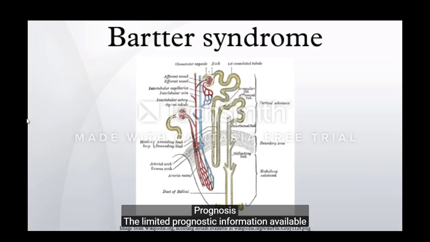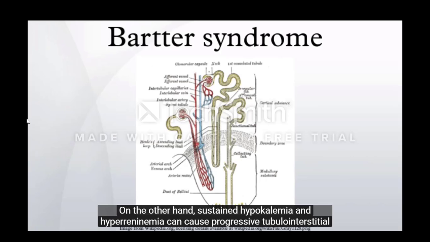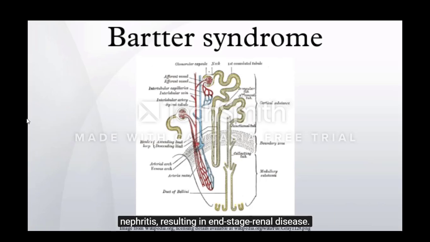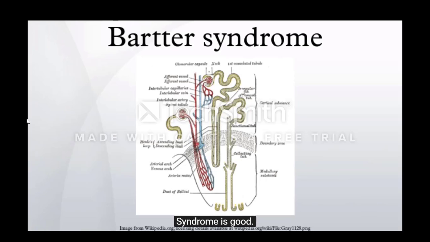Prognosis: the limited prognostic information available suggests that early diagnosis and appropriate treatment of infants and young children with classic Bartter syndrome may improve growth and perhaps neurointellectual development. On the other hand, sustained hypokalemia and hyperreninemia can cause progressive tubulointerstitial nephritis, resulting in end-stage renal disease. With early treatment of the electrolyte imbalances, the prognosis for patients with classic Bartter syndrome is good.